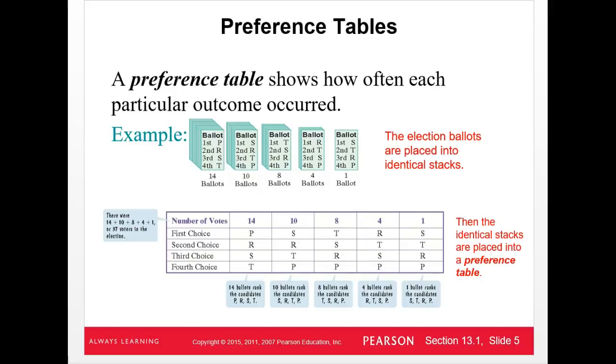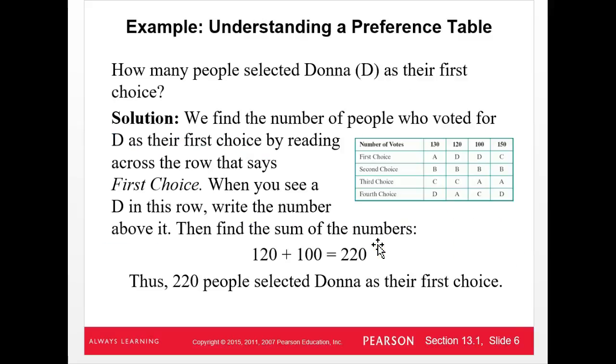If you just look down any of these particular columns, there are 14 of the ballots that had P first, and then R second, S third, and T fourth. And then there were 4 ballots that had R first. So anyway, it's just a count, and we're just grouping them together by like ballots when we're making our preference table. Here's just another example, to make sure you can read one of these, because there are a lot of these coming at you in these next sections.